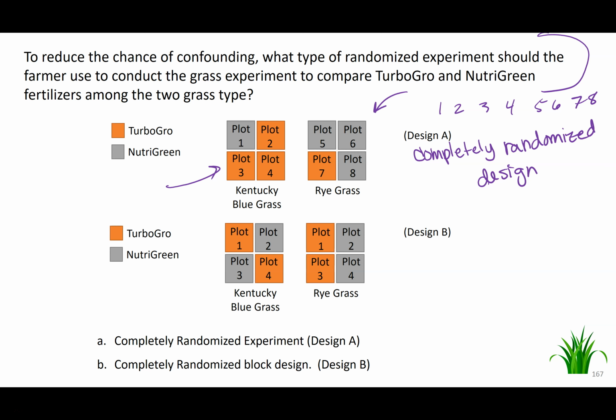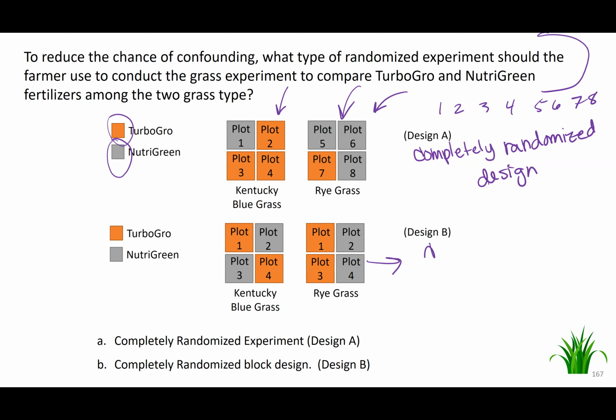But if you look here, I have my Turbo Grow and my Nutri-Green. For Kentucky bluegrass, 3/4 of it is Turbo Grow and 1/4 is Nutri-Green. If I look at the ryegrass, the opposite is true: 3/4 are Nutri-Green and 1/4 is Turbo Grow. That's a problem. We want to be very, very clear. If we want to account for the effect of the type of grass, we want to make sure that for each grass, half is Nutri-Green and half is Turbo Grow.